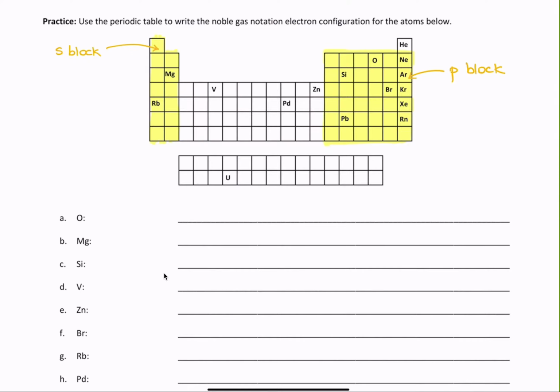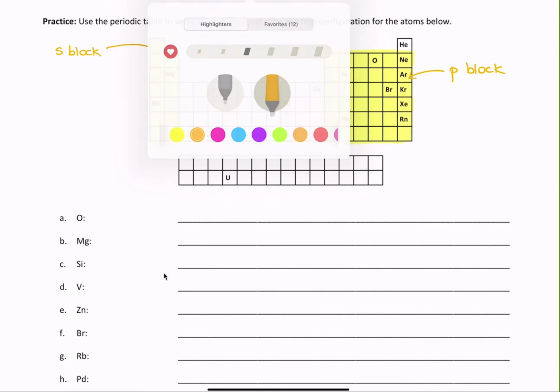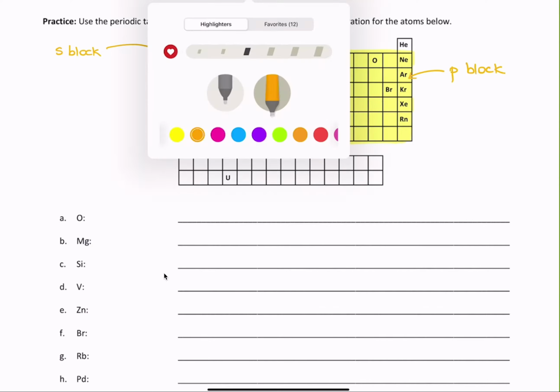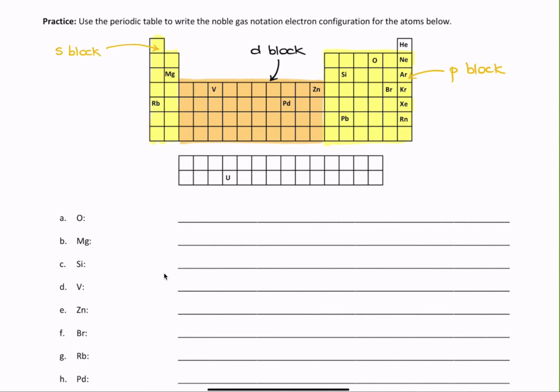The electrons from the S and the P block are the valence electrons. In between, right here, the transition metals. This is here your D block. And finally, underneath the lanthanides and the actinides, this is your F block.